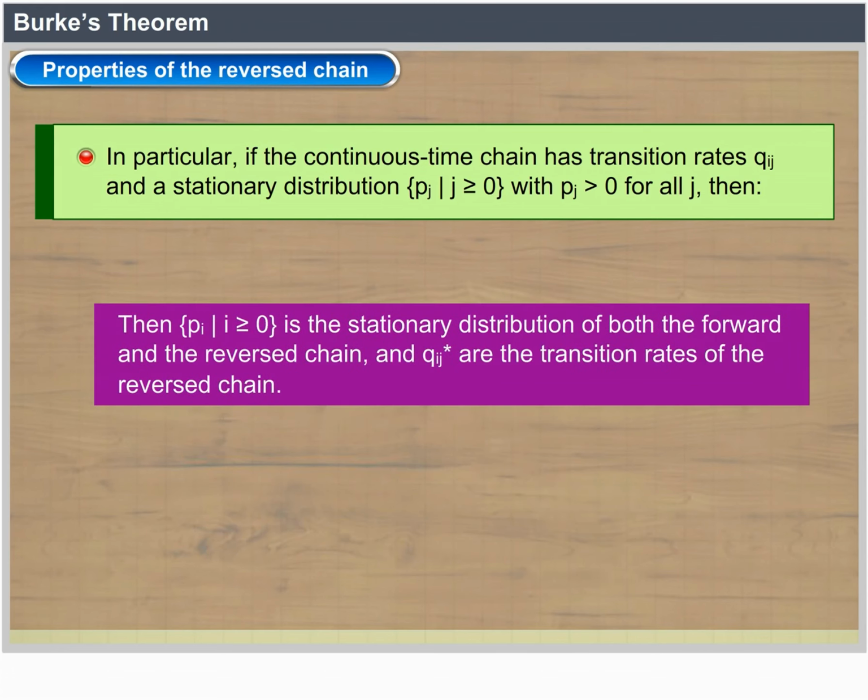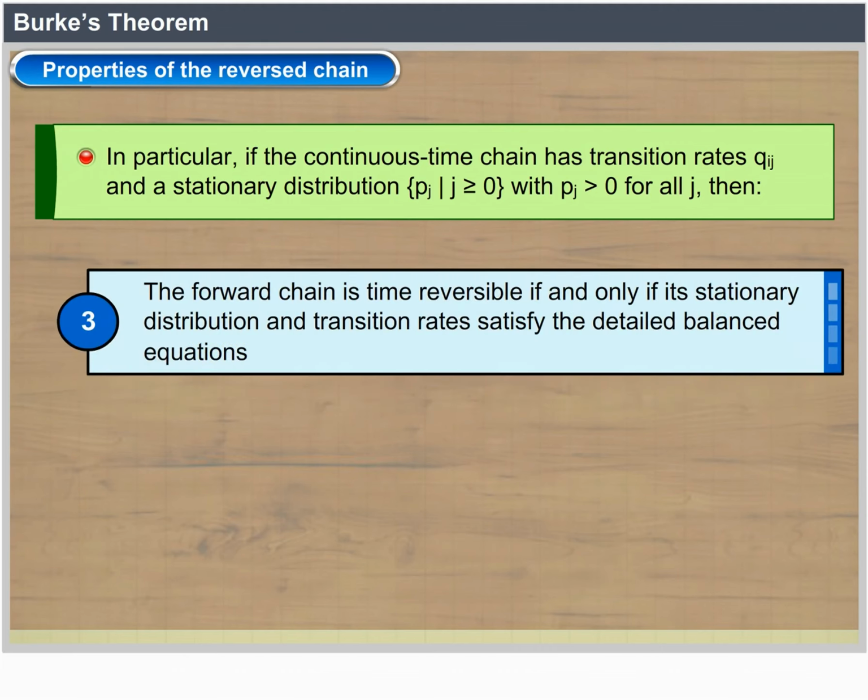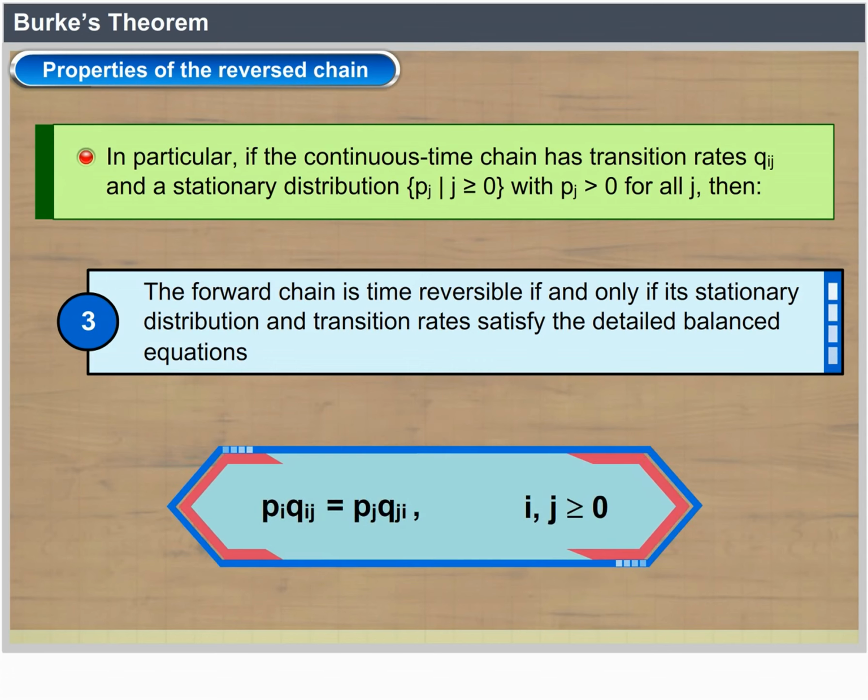Then πi ≥ 0 is the stationary distribution of both the forward and the reversed chain, and q*ij are the transition rates of the reversed chain. The forward chain is time reversible if and only if its stationary distribution and transition rates satisfy the detailed balance equation: πi qij = πj qji, for i, j ≥ 0.